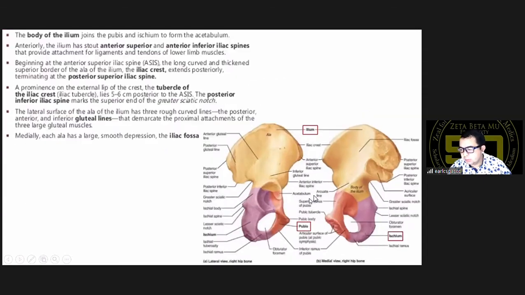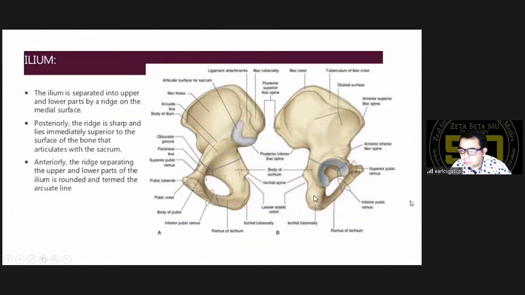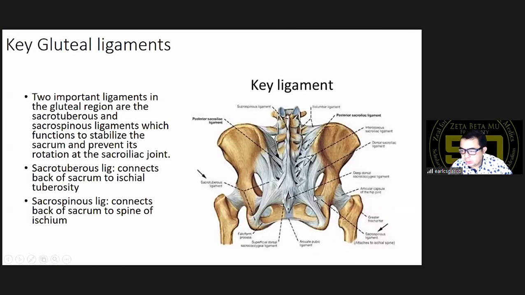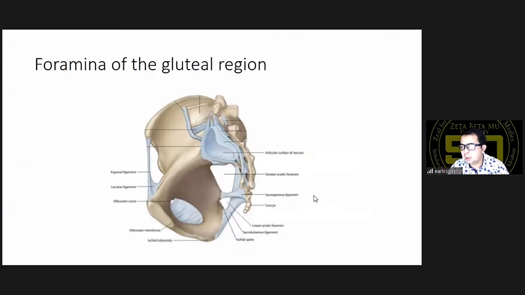Where is our ischial spine? Here you go. This is your ischial spine. It actually forms the attachment of your sacrospinous ligament. Ischial spine to the back of your sacrum. These are the two key gluteal ligaments mentioned in your book. So, dapat alalahanin ng iba.